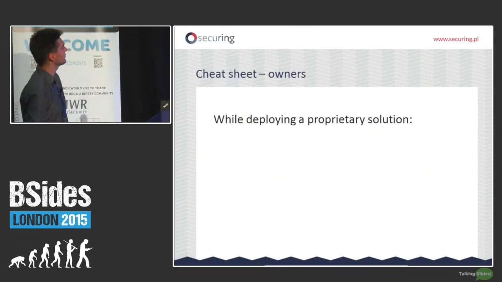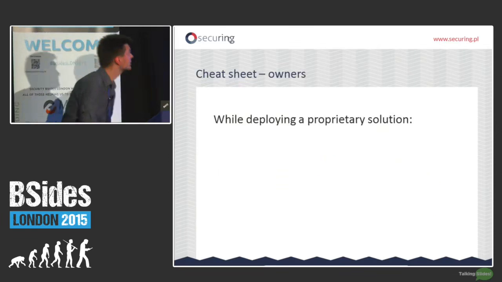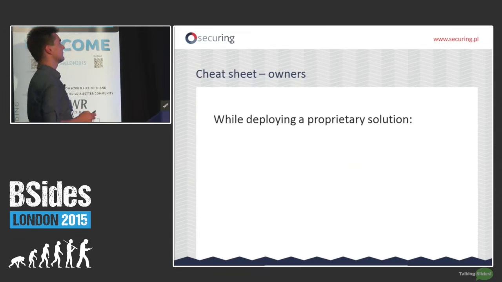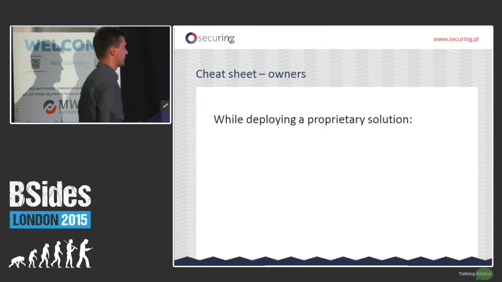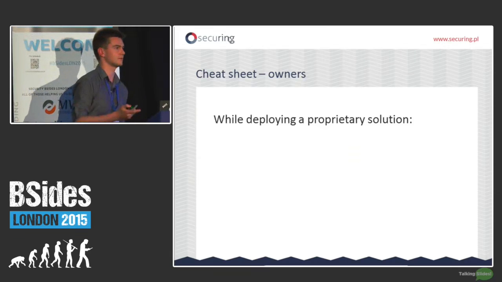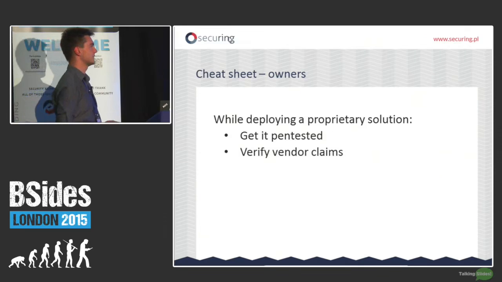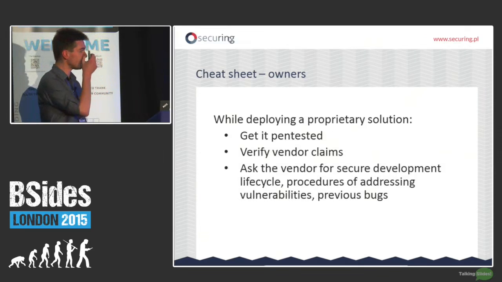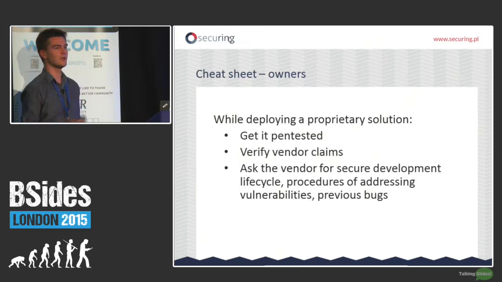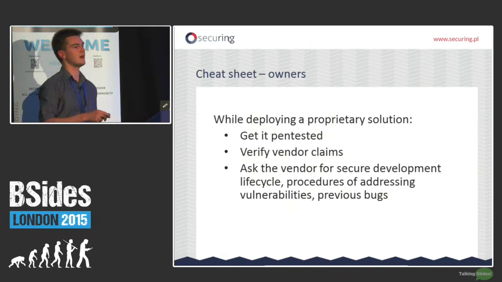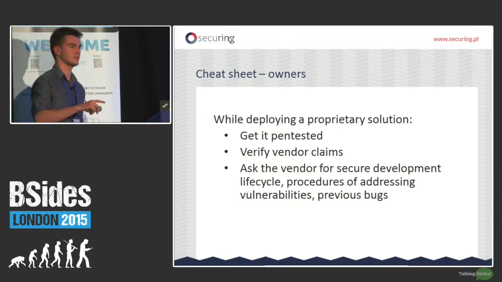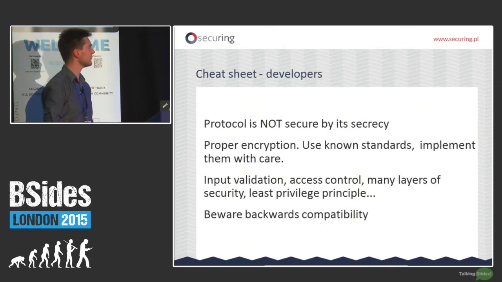Okay, 10 minutes. I would like to show you a cheat sheet if you are an owner of such a solution, or if you are a buyer of a solution which uses a proprietary network protocol. First of all, get it pen tested, verify vendor claims, and ask how this vendor addresses vulnerabilities which could be found by any hacker. See how previously found bugs were addressed and whether they were patched, of course.